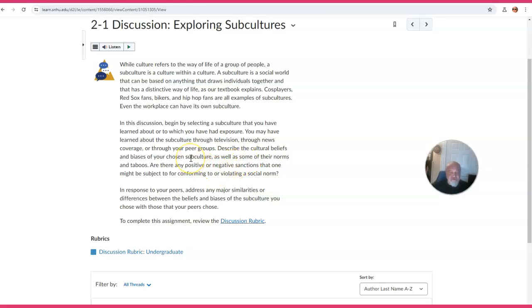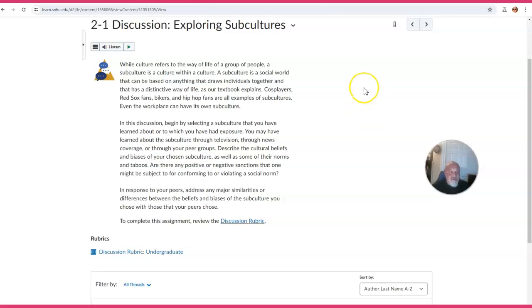So what you're going to do is choose a subculture and look at the norms of that subculture. Please don't say my family is a subculture. It's not. It's a different thing. A subculture is a large group of people. Bikers, sports fans, street gangs, veterans, people in recovery. Those are all. So please think about this some before you answer it.